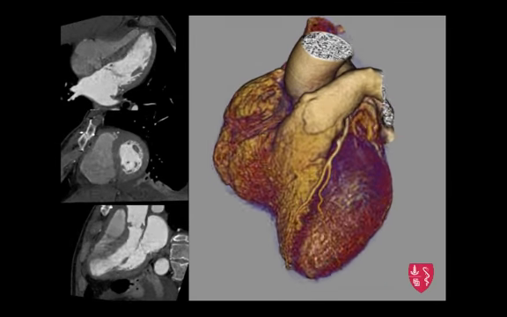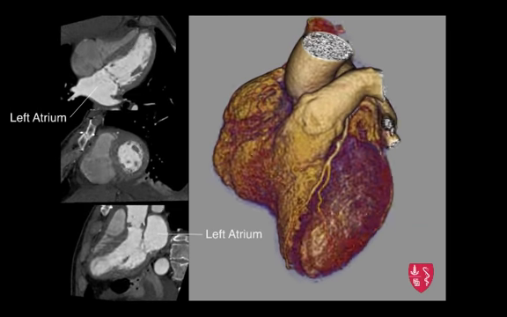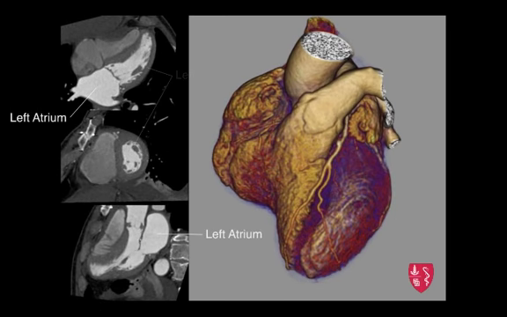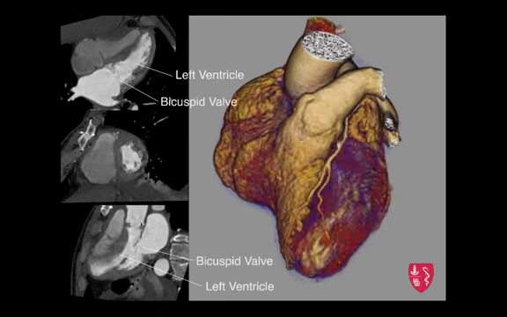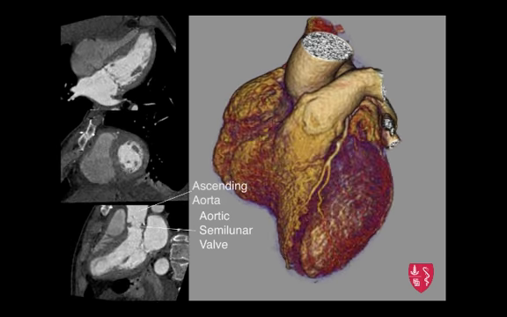Here we can see views of the heart in 3 different orientations. We can see the left atrium filled with contrast fluid, as well as the left ventricle and the functioning bicuspid valve. We can also see the semilunar valve, as well as the ascending aorta.